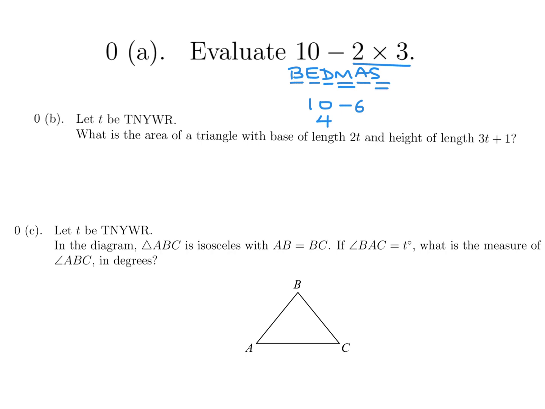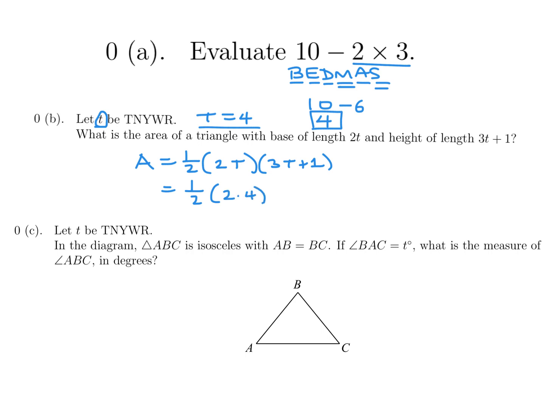Let t. So in these types of questions, t is the answer to the previous question. So t is going to be 4, since the previous question's answer was 4. What is the area of a triangle with the base 2t and height 3t plus 1? So the area of a triangle is 1/2 base times height. So base in this case is 2t, and the height is 3t plus 1. And then substitute the fact that t is equal to 4. So it would be 1/2, 2 times 4 times 3 times 4 plus 1.